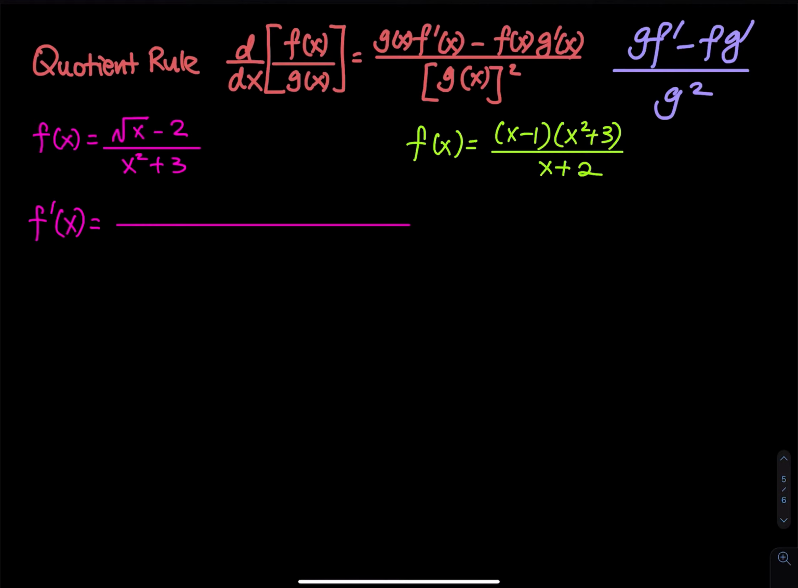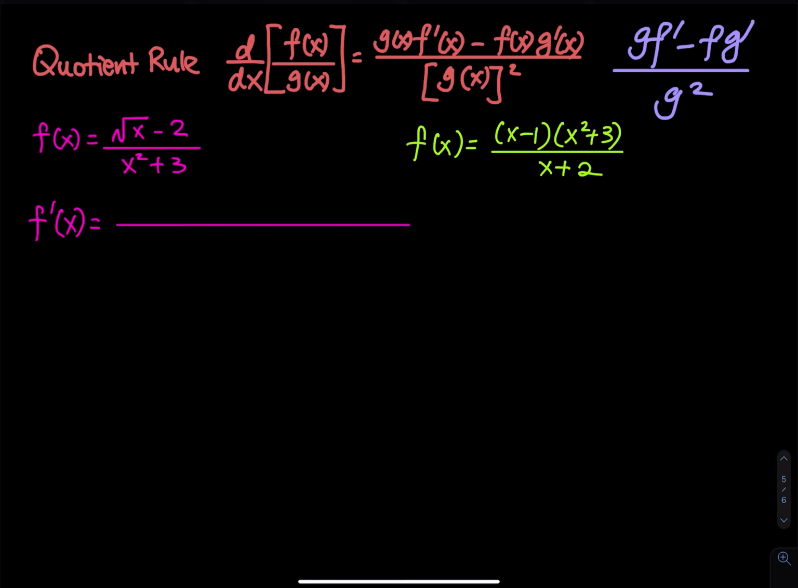More quotient rule examples. For the quotient rule, we are taking the derivative of a rational function f of x divided by g of x. Simply speaking, the derivative is g f prime minus f g prime, divided by g squared. If you write it like this, you can skip writing all the x in parentheses. All right, the first function: square root of x minus 2 divided by x squared plus 3.